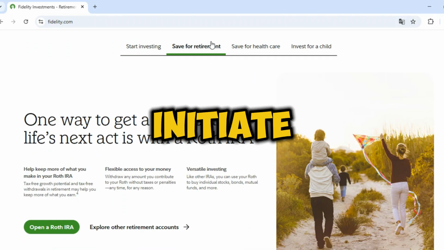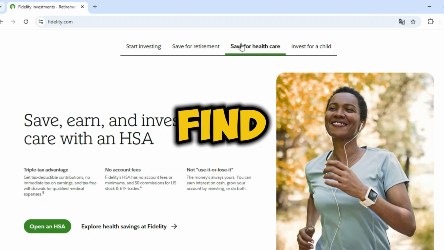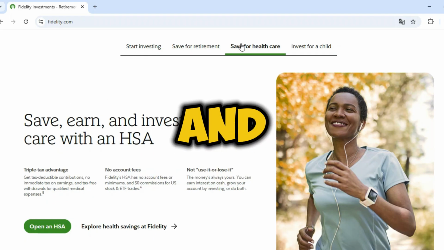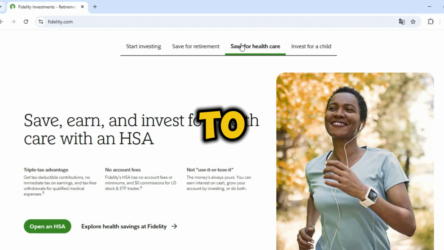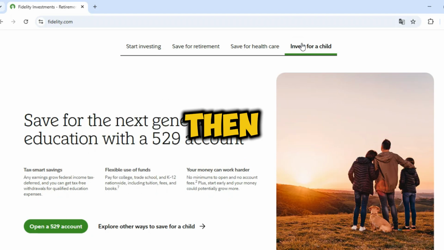Step 2. Initiate the conversion. In your Fidelity account, find Transfer or Retirement Contributions and Distributions. Select Convert to Roth IRA. Choose your traditional IRA as the source and your Roth IRA as the destination, then enter the amount.